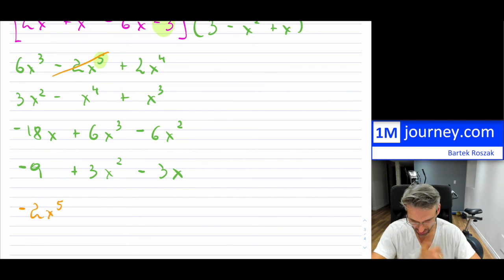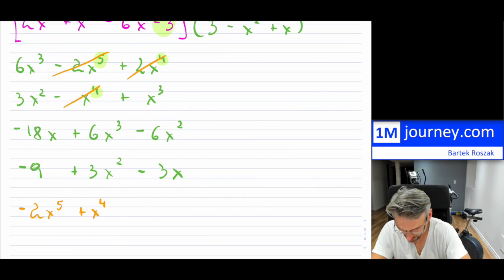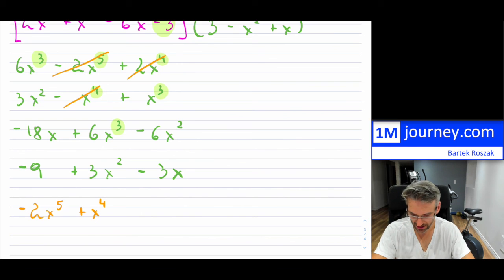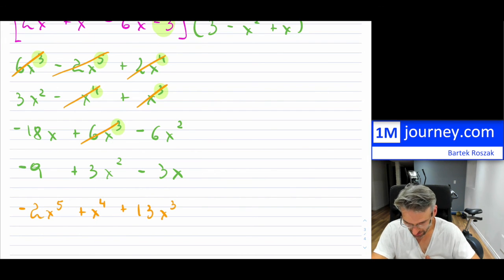Now the next one is x to the 4. All right, so notice here and here, nowhere else. So it's plus 2 and minus, so that's going to be just plus x to the 4. So that's these two gone. Now x cubed, so we should have quite a few of those. 1, 2, 3. All right, so that's 6 plus 1, 7, plus 6 is 13. So that's going to be 13x cubed. So that's gone, that's gone, that's gone. So that's great.